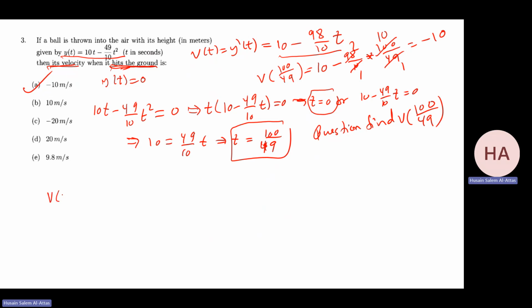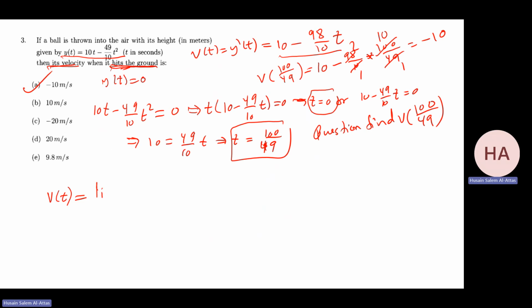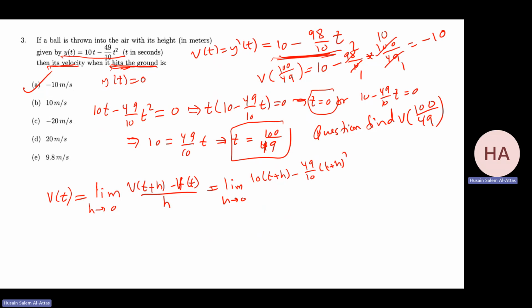Actually, I can do it for any t, the long way, using the limit definition. Limit as h goes to 0 of v of t plus h minus v of t over h. Just to get the same formula: 10(t plus h) minus 49 over 10(t plus h) squared, minus 10t plus 49 over 10t squared, over h.